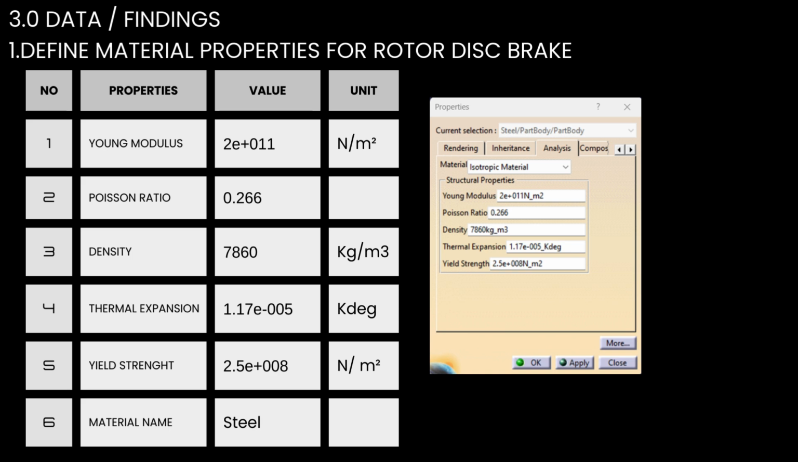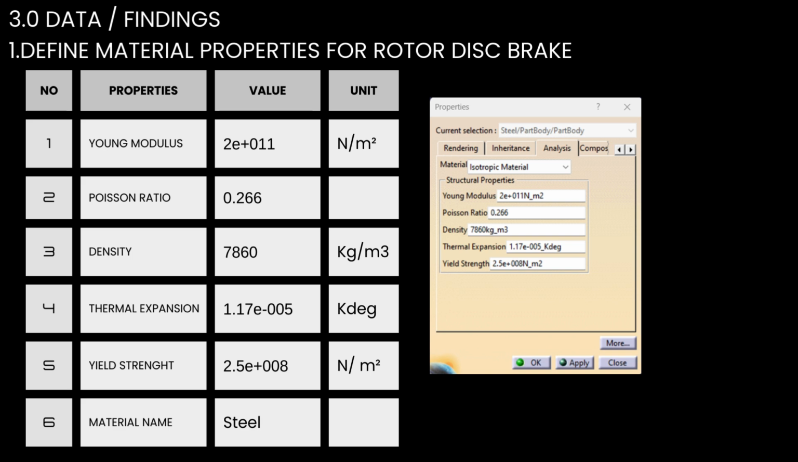Next, we go to the third part, which is data and finding. This table summarizes the key material properties of the rotor disc brake. First, Young modulus. The Young modulus is 2 × 10 power of 3 N/m², which indicates the stiffness of steel. Second, the Poisson ratio of 0.266 reflects the material's behavior under deformation.